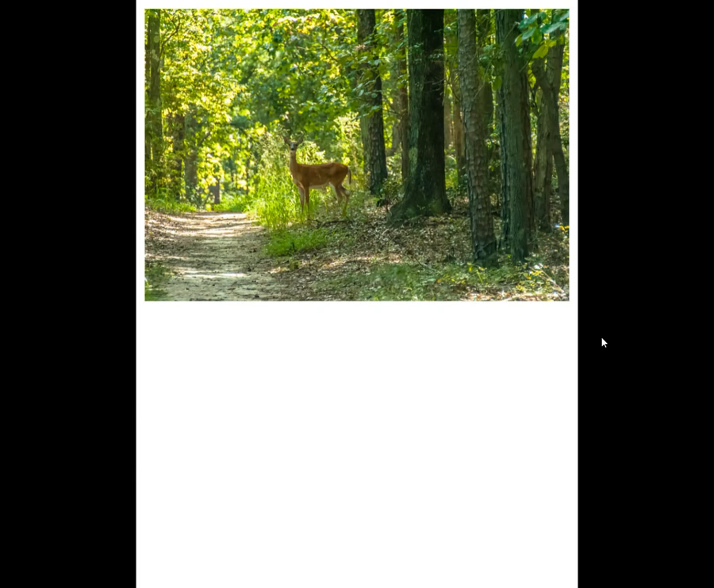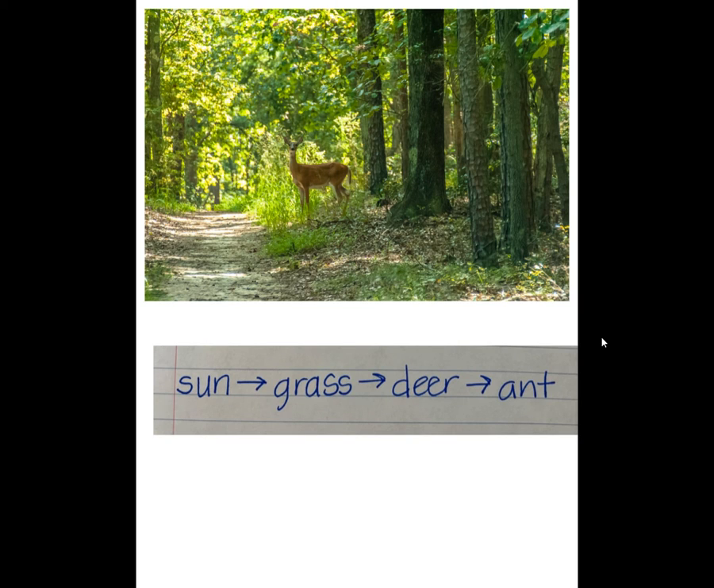The next one I have is just a forest, and this should look like a lot of your backyards. It looks really close to where school's at. We've got a deer there. That's the only animal that we can see, but we're going to just assume we know what some of the other animals would be. A food chain that I made for this one starts with the sun again, then grass, then the deer eats the grass, and my decomposer is an ant.